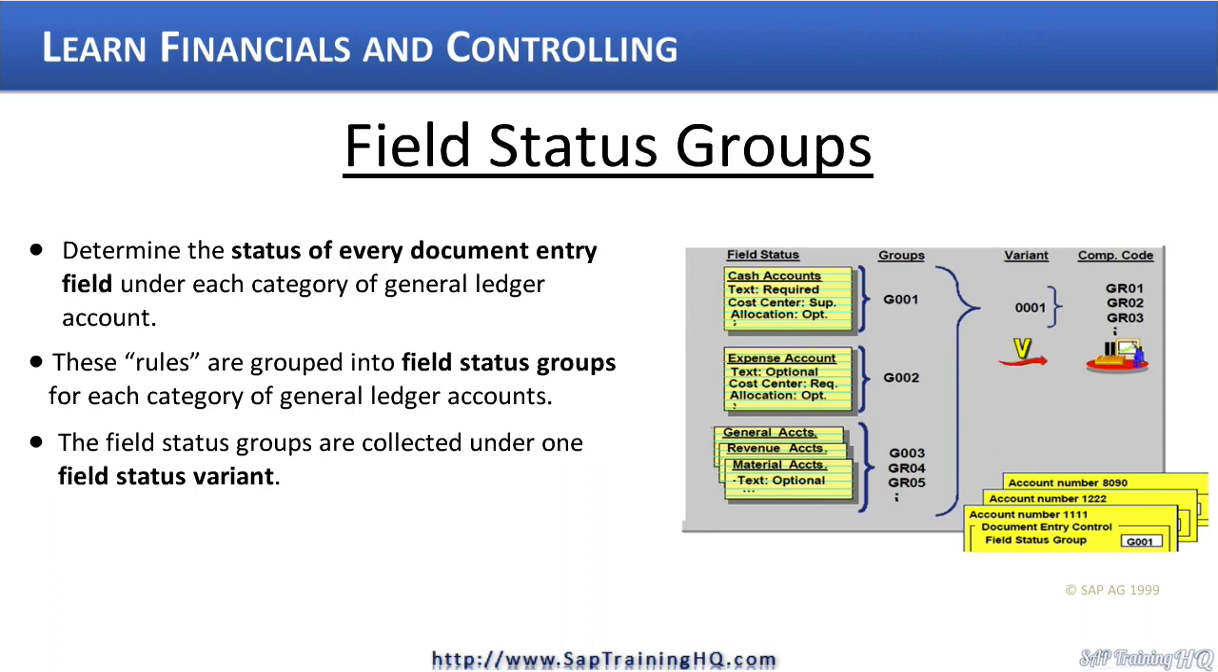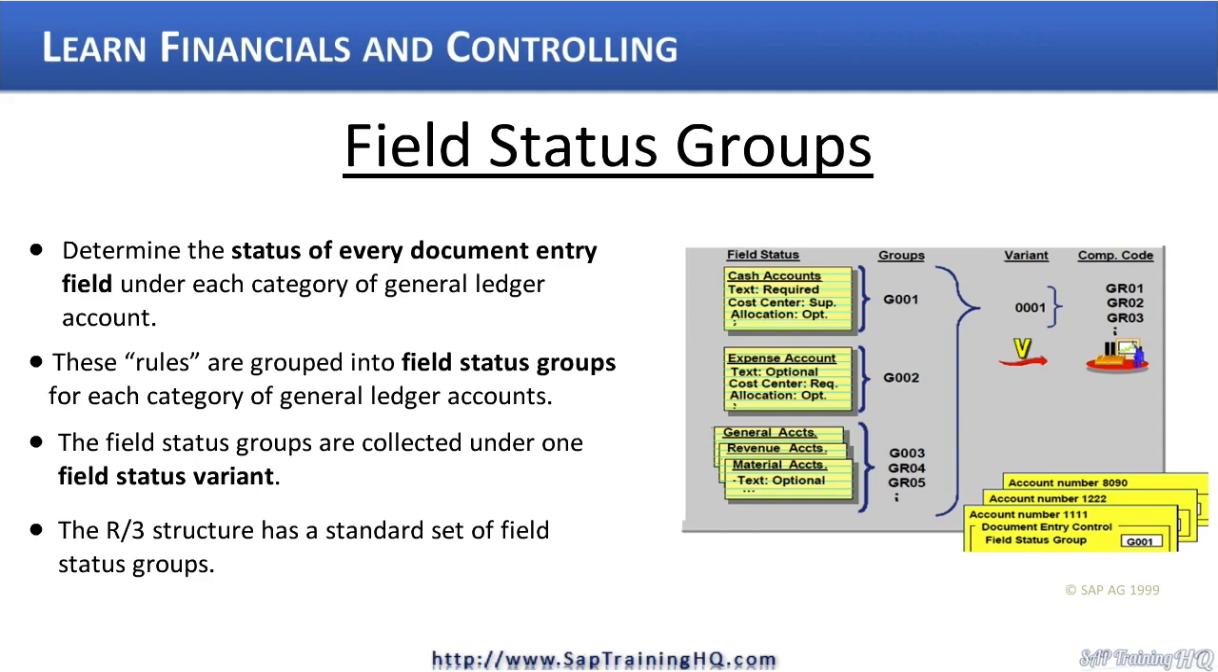And typically, the same field status variant is assigned to all company codes so that the same rules apply across all company codes in the system. The R3 structure has a standard set of field status groups, and it is recommended to copy the standard delivered field status groups and modify them as necessary. If a document is posted to a subledger account, the field status group of the reconciliation account will apply.